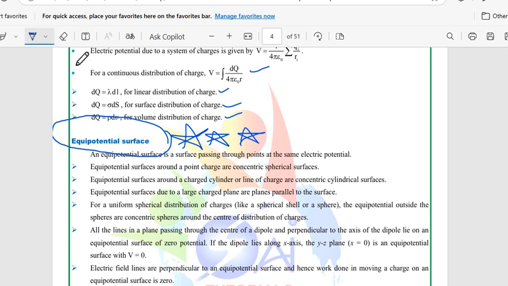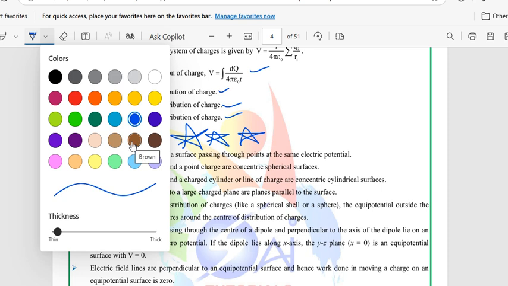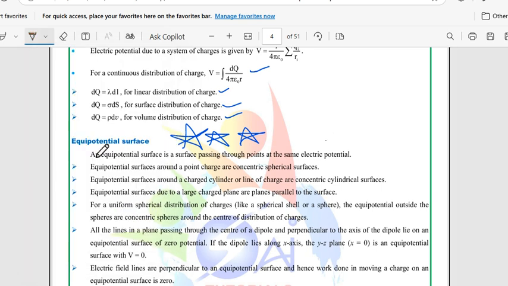An equipotential surface, definition: an equipotential surface is a surface passing through points at the same electric potential. So what do you mean by equipotential surface in the sense? An equipotential surface is a surface passing through the points at the same electric potential.